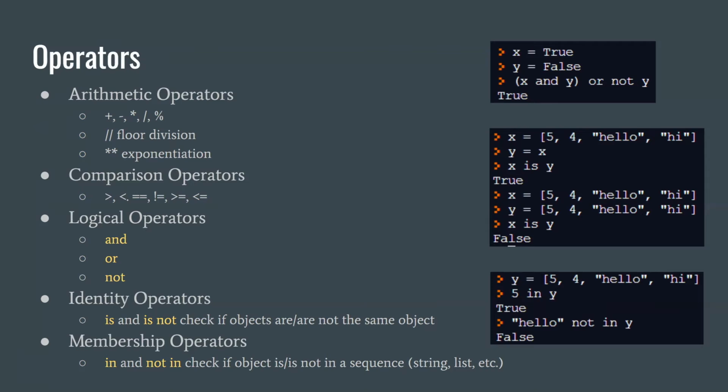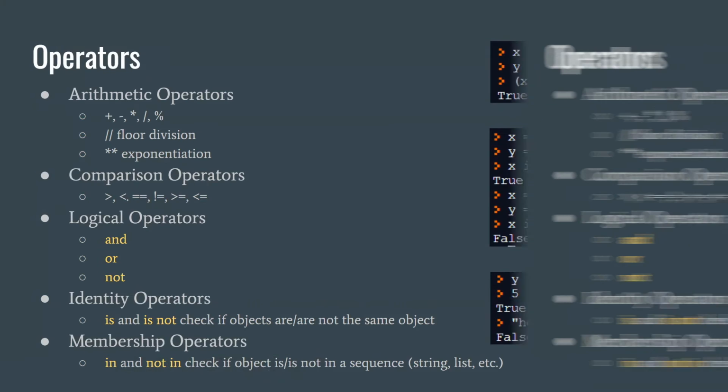And then finally, there are membership operators, so in and not in. That's basically what's going to tell you if something's in a sequence, like a string, a list, a dictionary, anything like that. Up here, we have this list y, and we can ask, is 5 in y, and that's going to come out to true. So that's a good way to check or find things in lists and things like that.